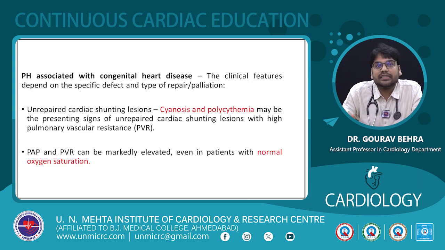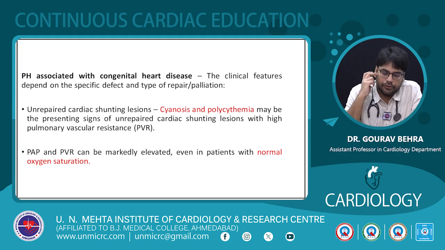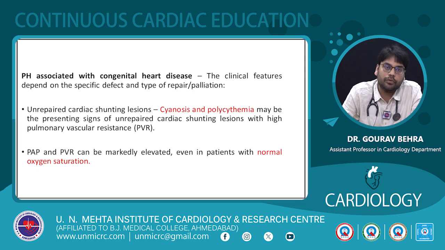Now, PH associated with congenital heart disease. The clinical features depend on which defect it is and which type of repair or palliative surgery you have done. If a patient has any unrepaired shunting lesion, the patient will have cyanosis and polycythemia. These are the signs where you can say the patient has unrepaired shunting with high PVR. It means either Eisenmenger has already developed, or the second variety, where PAP and PVR are raised even in the presence of normal oxygen saturation.